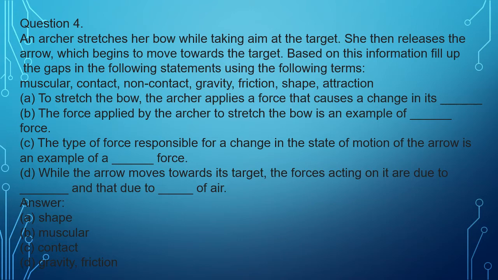The type of force responsible for a change in the state of motion of the arrow is an example of a contact force. The answer for C is contact force. Then while the arrow moves towards its target, the forces acting on it are due to gravity and due to friction of air. See, while the arrow moves towards its target, the forces acting on it are due to gravity and that due to friction of air.